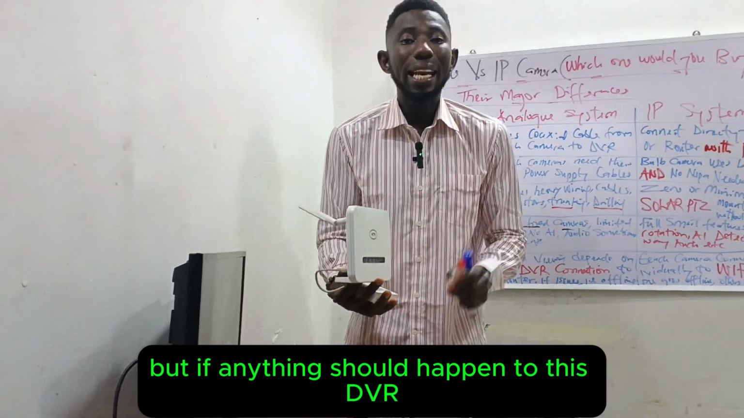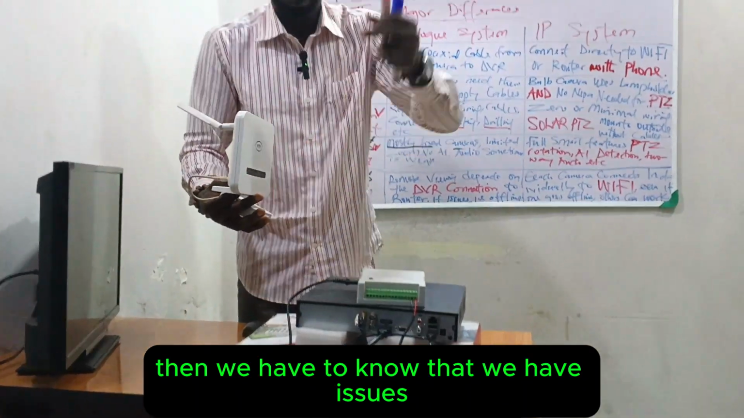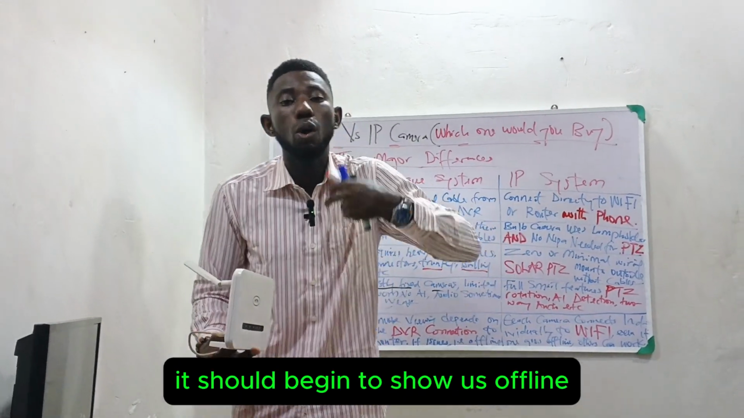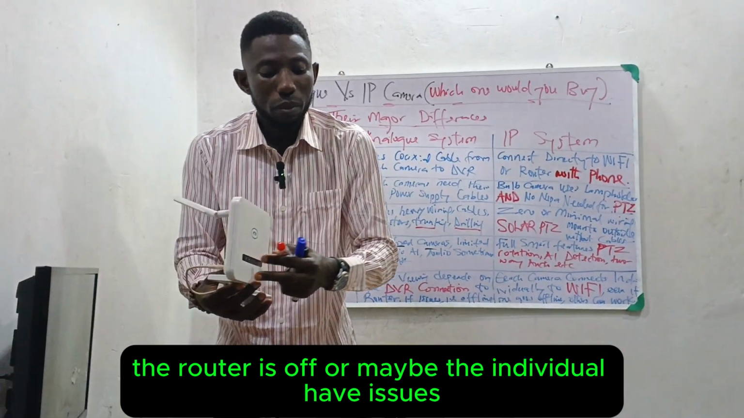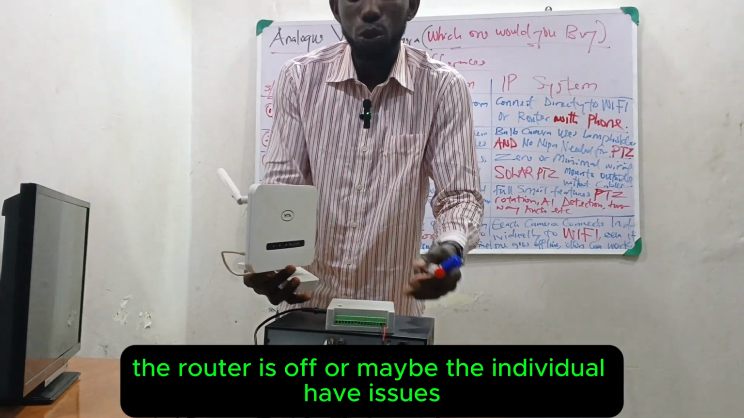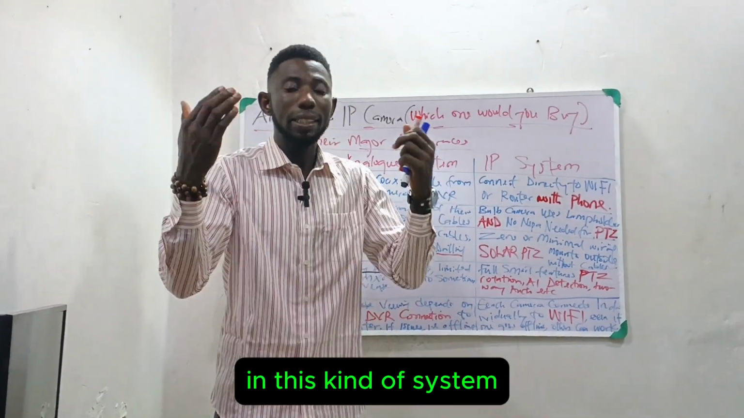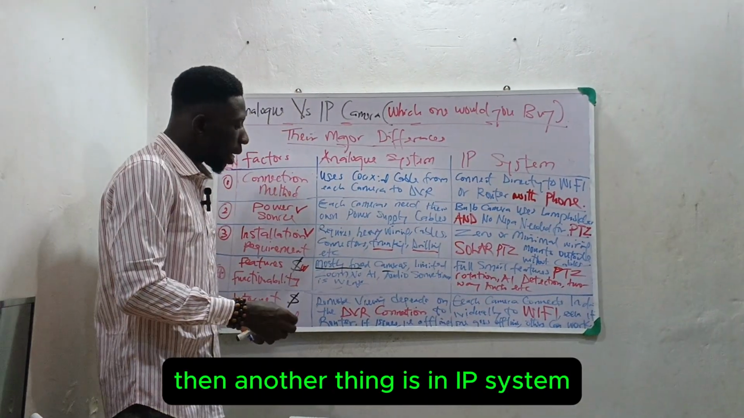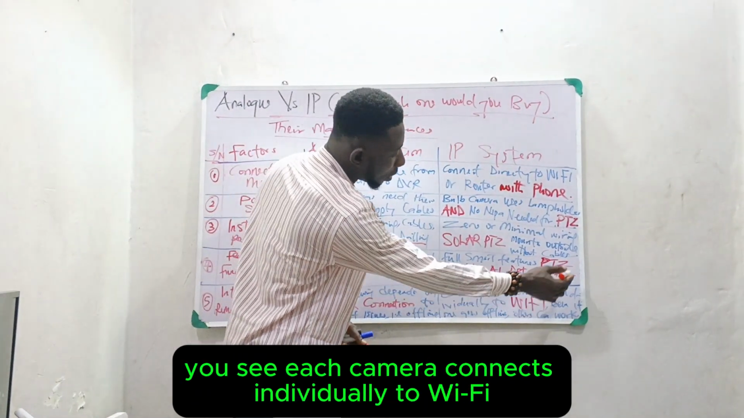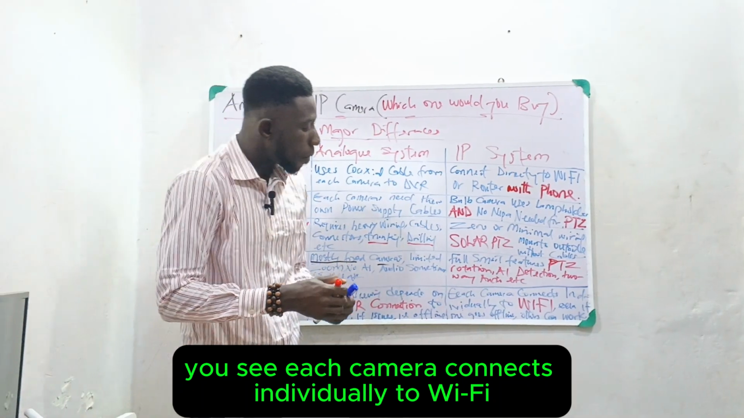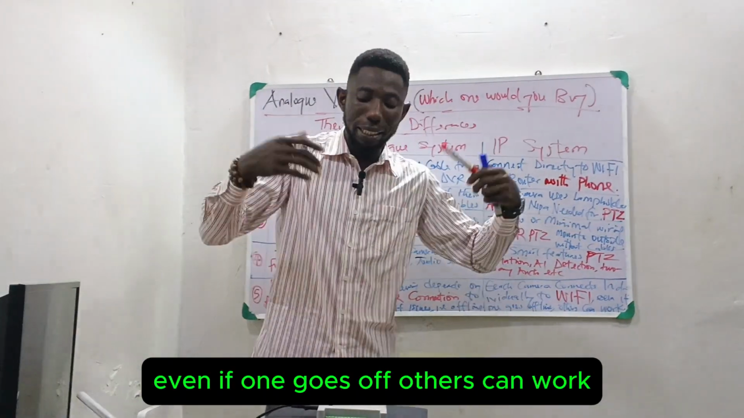But if anything should happen to this DVR, then we have to know that we have issues. It should begin to show us offline. Maybe the router is off, or maybe the DVR has issues. So these are some of the issues that we face in this kind of system. Then another thing is in the IP system, each camera connects individually to Wi-Fi. Even if one goes off, others can work.